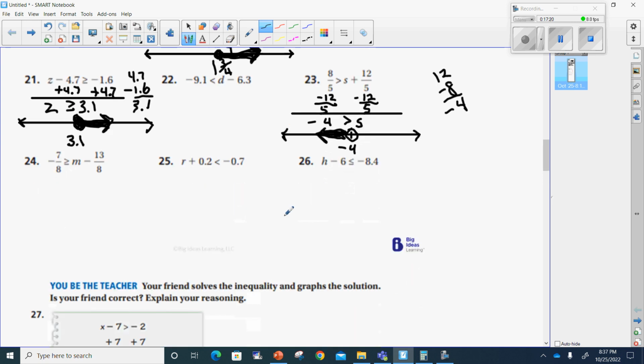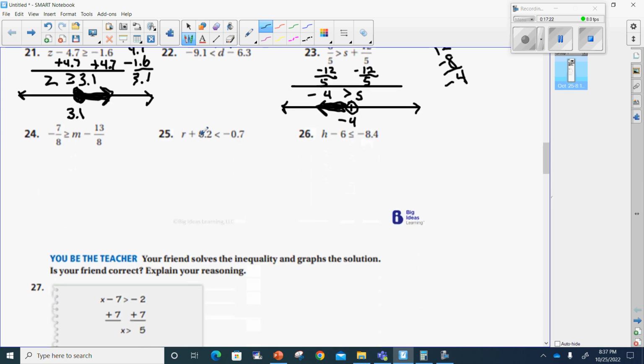All right, number 25 is next. r plus 0.2 is less than negative 0.7. Well, I need to get r by itself, so I'm going to subtract 0.2. Whatever I subtract from one side, I subtract from the other. I know that 0.2 minus 0.2 is 0, so that leaves me r over here. My sign comes down, and then I have negative 0.7 minus 0.2.